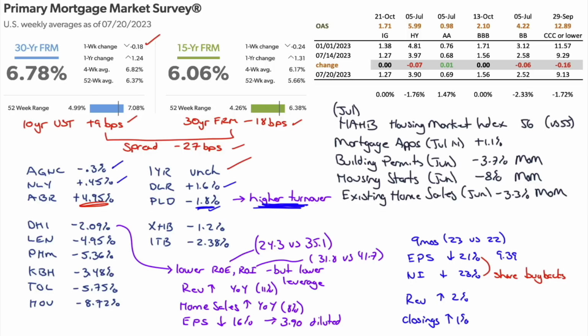Home builders did not have a good week overall. DHI down 2%, Lennar down almost 5%, Pulte over 5%, KB Homes 3.5%, Toll Brothers 5.75%, Hovnanian 8.72%.